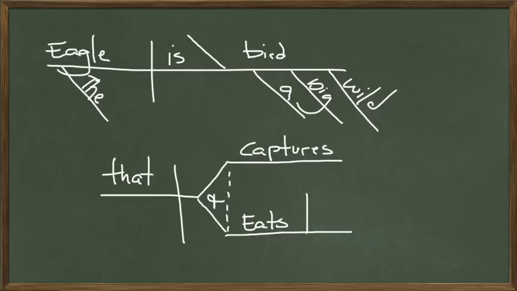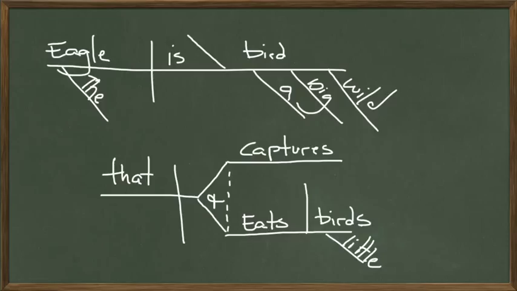And what does it eat? It eats this direct object here. It eats birds. The eagle is a big bird that captures and eats birds. What kind of birds? Small birds or little birds. So, the eagle is a big wild bird that captures and eats little birds.